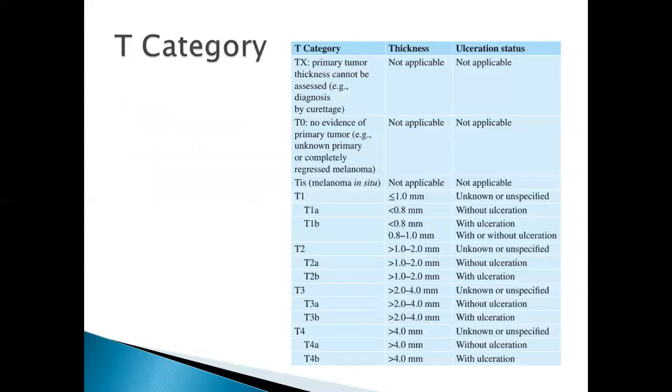The T category for melanoma is classified primarily by measuring the thickness of the melanoma as defined by Dr. Breslow. So you may see this labeled as Breslow thickness. Note that the measurement is in millimeters. The second criterion for determining the T category is primary tumor ulceration. Both of these would be found on the biopsy pathology report. So this information you would get from the pathology report.